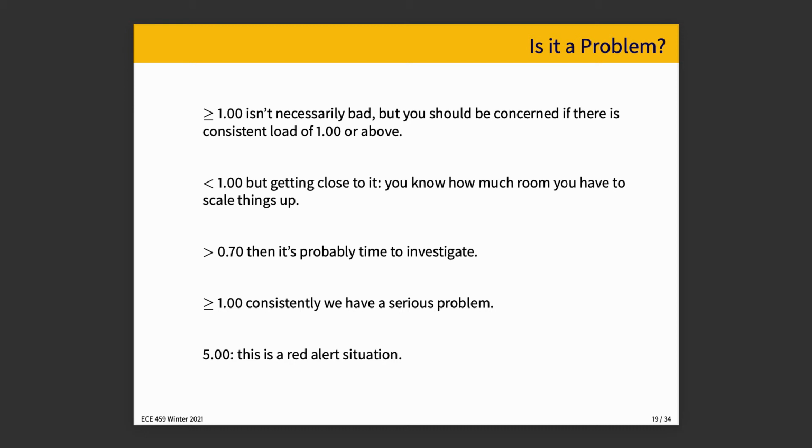It means a lot of users are unhappy. We're spending a lot of time waiting. And so the hardware that we have is not adequate to the workload that's being given. If you're seeing something like 5.00 for CPU usage, you should probably consider that to be a red alert situation, because demand so vastly outstrips supply that it's providing a bad experience to people who are using it.